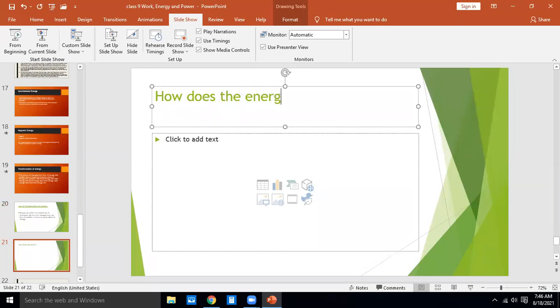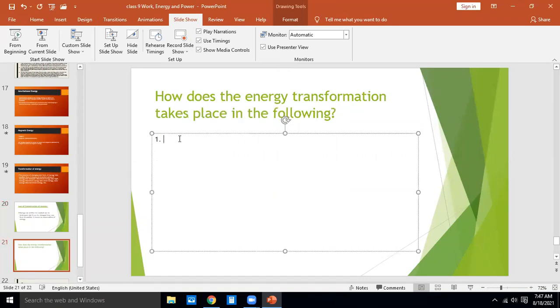How does energy transformation take place in the following questions? For example, I am giving a question. First number I am writing here, that is related with lighting the electric lamp. Just, I gave one example. Lighting the electric lamp. How does energy transformation take place in this condition?